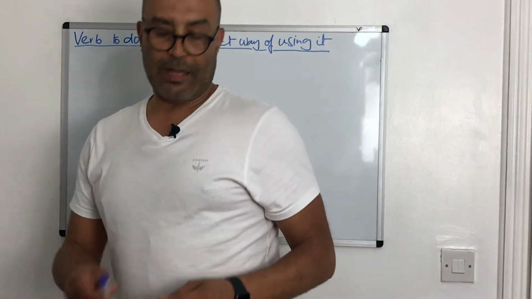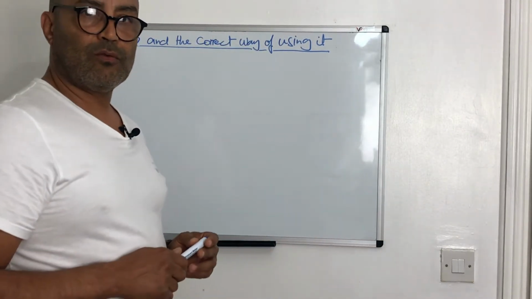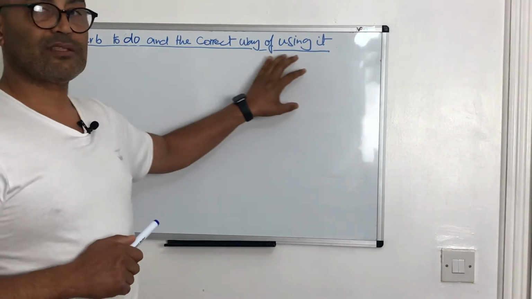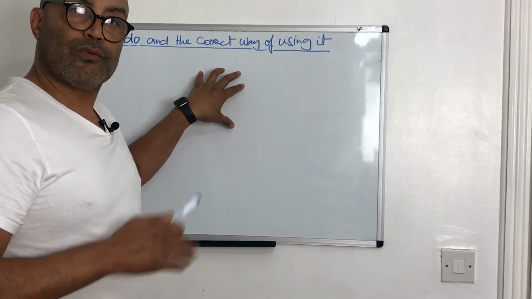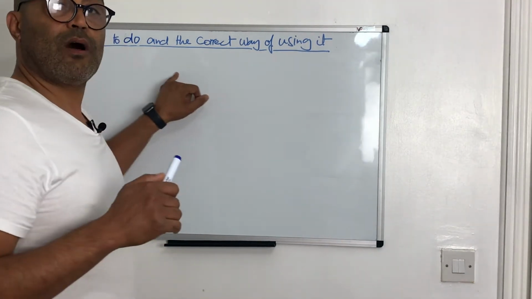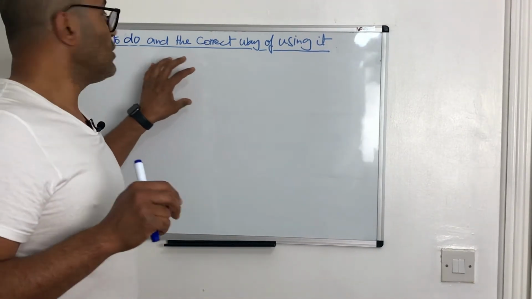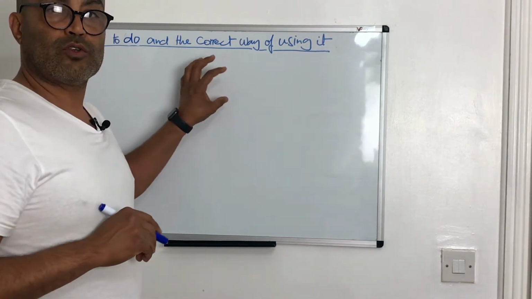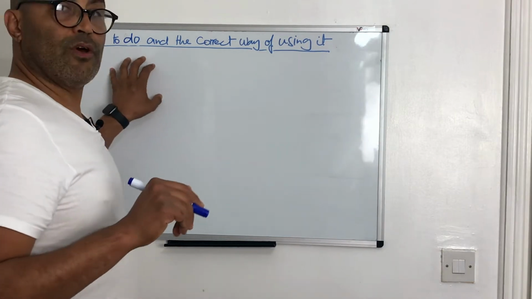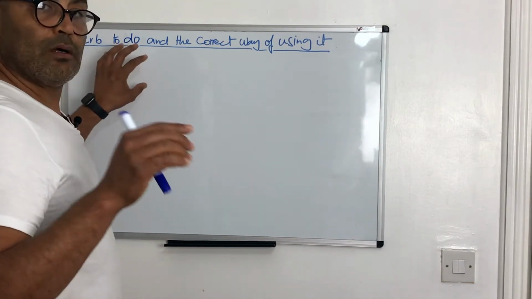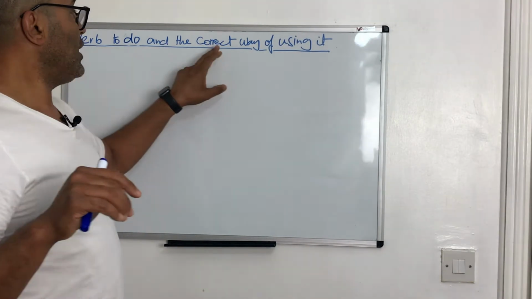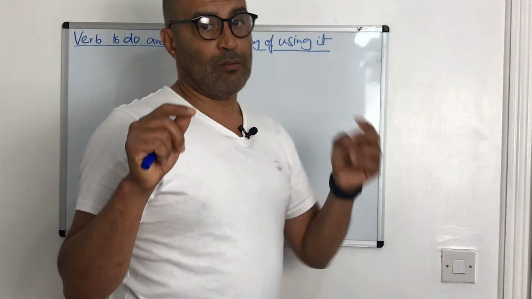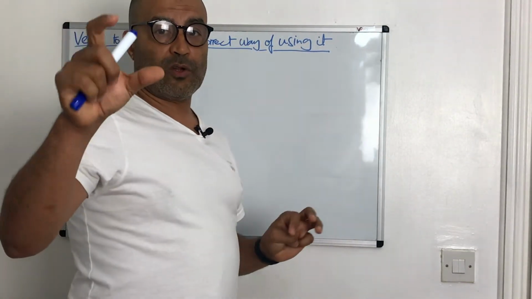Okay, welcome back. As I said, I will show you how to use the verb to do the correct way. In the first part we learned how to use the verb to do, how to conjugate it. Now I'm going to show you how to use it the correct way when you make a sentence.